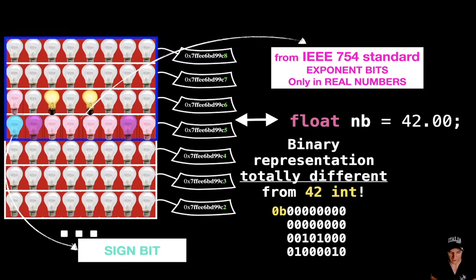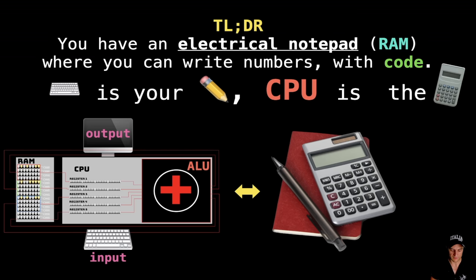Basically, engineers gathered and decided that, okay, this is the best way to stock a float number for various reasons. And we have these 8 bits that are the exponent for floats. Now, the idea that I want to convey to you is that the bits are totally different. Keep in mind this idea because it's going to be useful in the video where we're going to do some pointer manipulation.